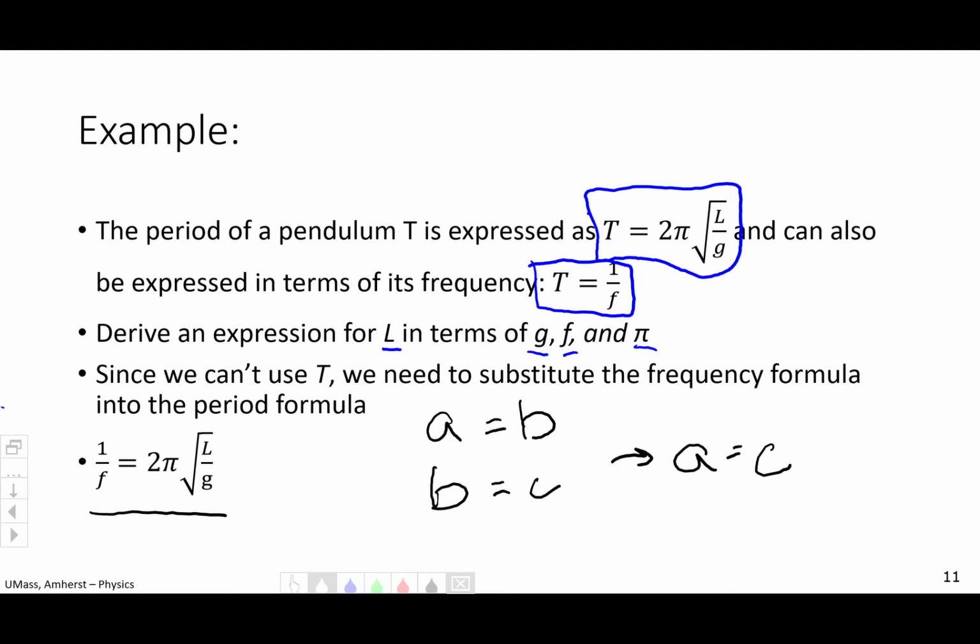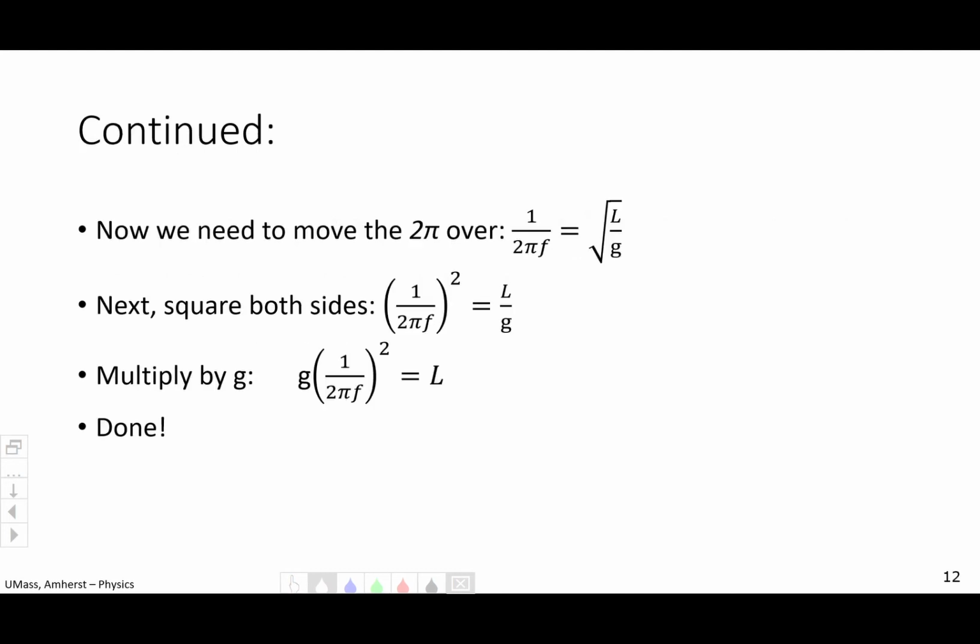So we get 1 over f equals 2 pi square root of L over g. So that's our first step. We just substituted in the formula for T. The second thing we're going to need to do is move that 2 pi over. So we're going to divide by 2 pi on both sides. We're left with 1 over 2 pi f equals the square root of L over g.